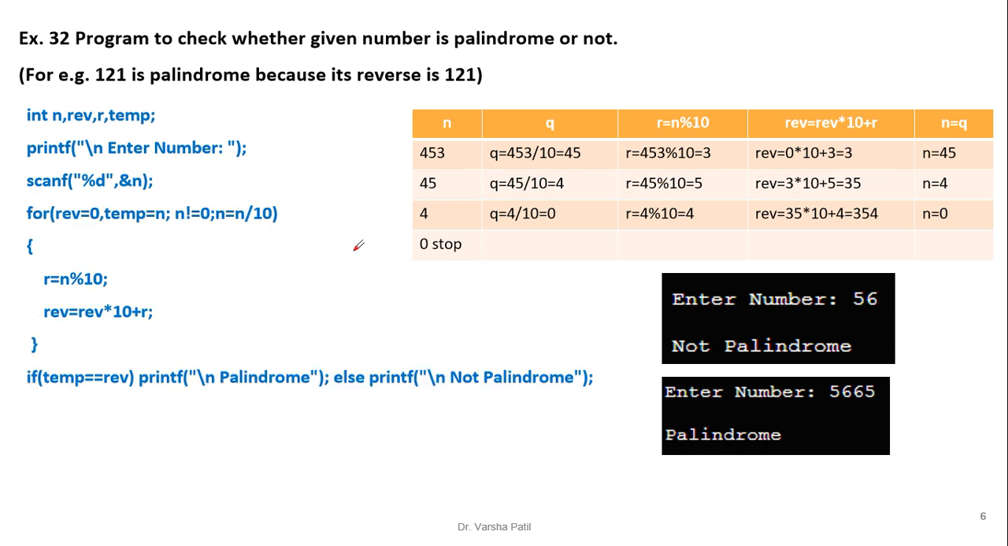The same program we can write with the for loop also. The only change is reverse equal to 0, temp equal to n, n is not equal to 0, n equal to n by 10. So this is the final condition, this is the iteration, and this is nothing but the initialization.